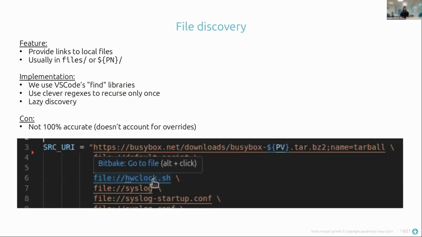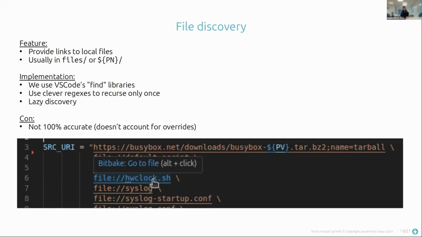Another feature that was a bit tricky to implement was the file discovery. Whenever we have SRC_URI statements, they may often point to patches or local source files to be put inside the recipe's workdir. Most of the time, those will live inside the files or ${PN}/ directory just next to the recipe. There is no really nice tool to find out which one is being used.